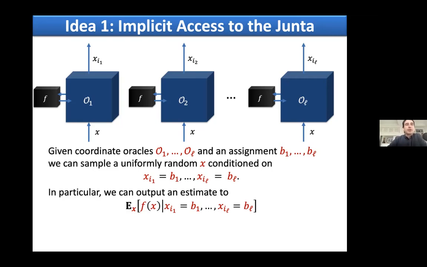If I can do that, then in particular, I can estimate the following expectation: what's the expected value of f of x conditioned on these L coordinates equaling a specific value? Why is it useful? If f is indeed a junta that depends on these L variables, then for every fixing of these L bits, the expected value here is either +1 or -1. So this would give us a nice way to know that we are right. And if it's approximately a junta, then we'll see that for many of these values, the expected value is bounded away from 0.